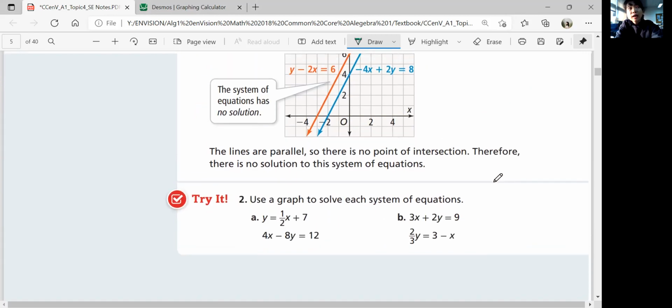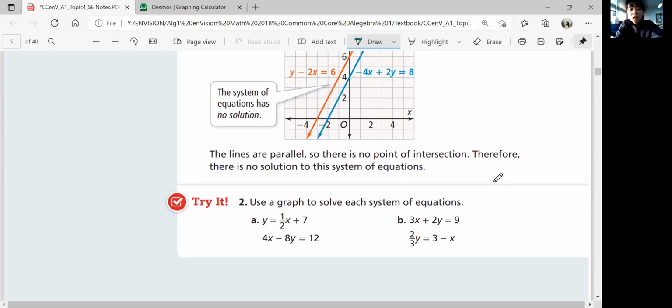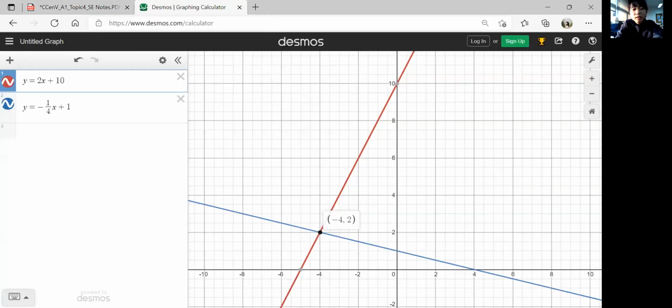So let's look at try number 2, A and B. See if they have infinitely many or no solution. Okay, come back when you're ready. Part A, when you change them to slope-intercept form, they will have the same slope but different y-intercepts. And if you graph them, what do you have? They have two parallel lines. Okay, let's graph them to visually see. Okay.